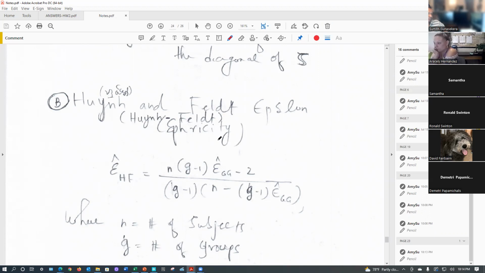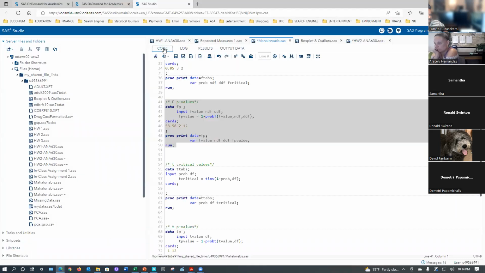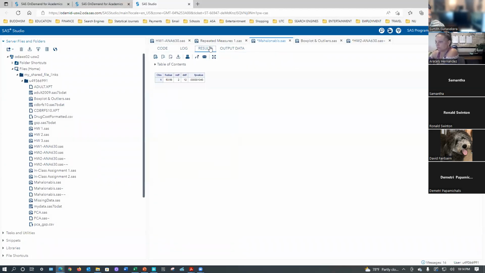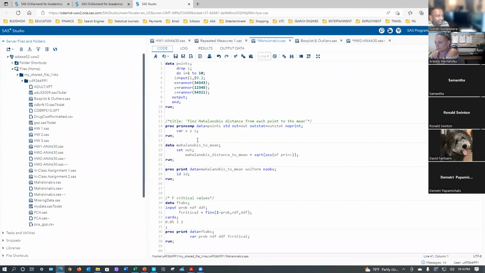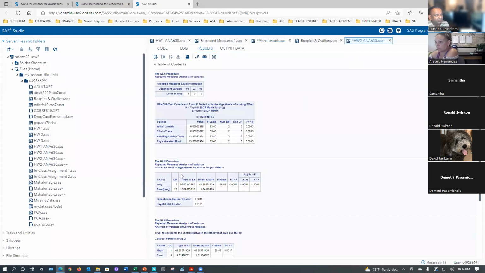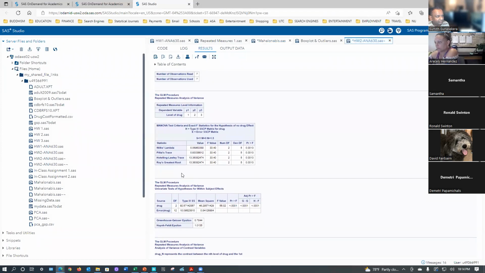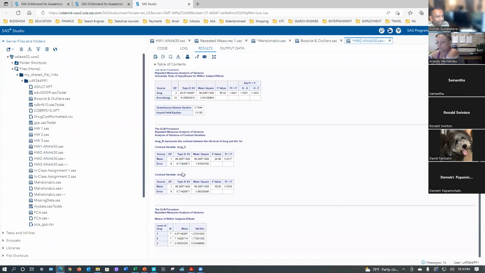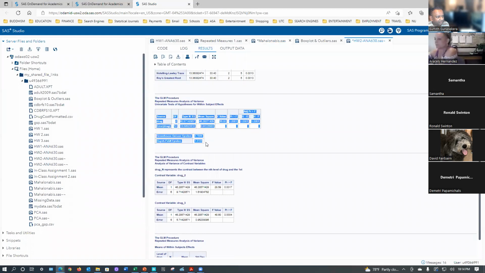These two will be displayed on your printout all the time when you run it. Let's go to homework 1 and run it. They will be displayed: the Greenhouse-Geisser epsilon and then the Huynh-Feldt epsilon. They will be displayed all the time.